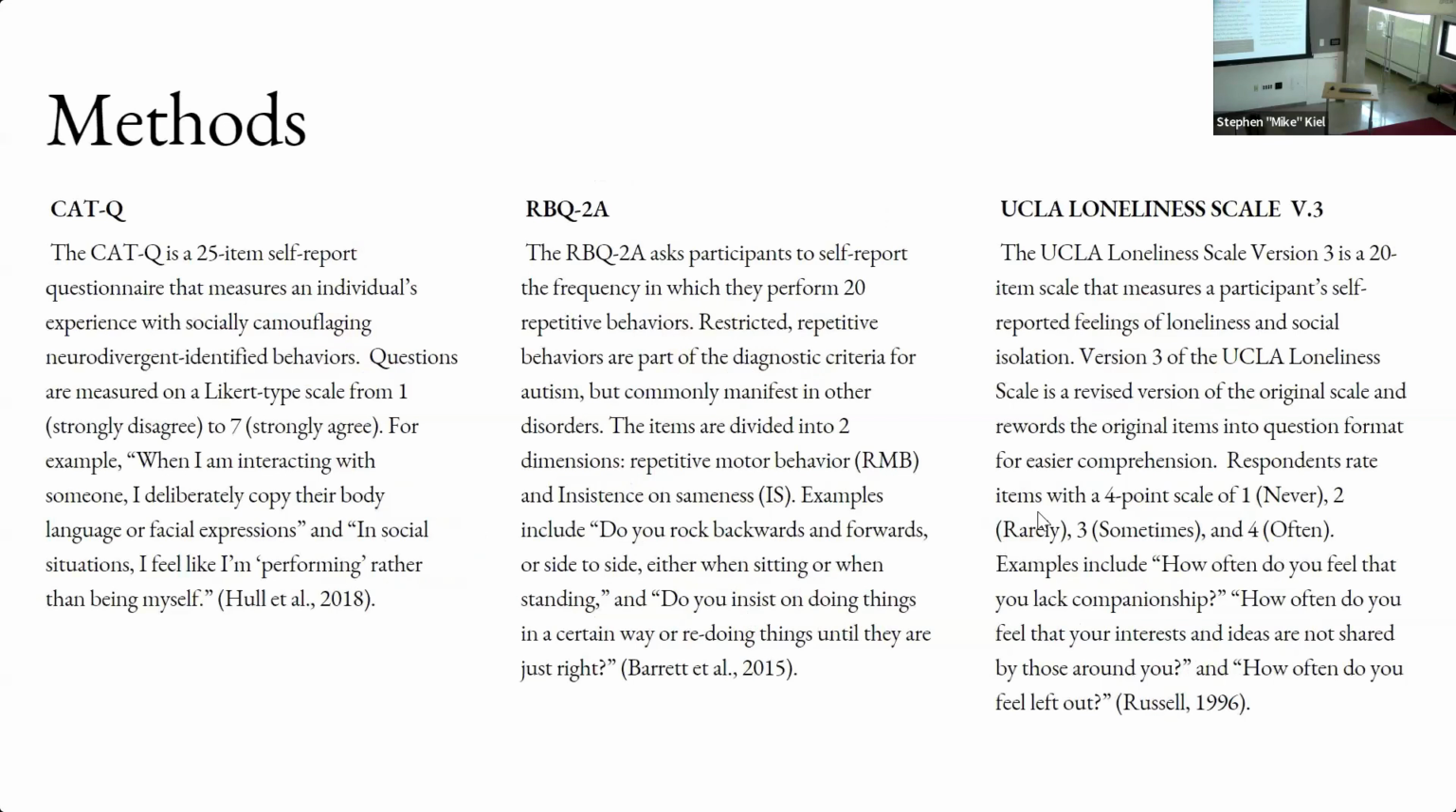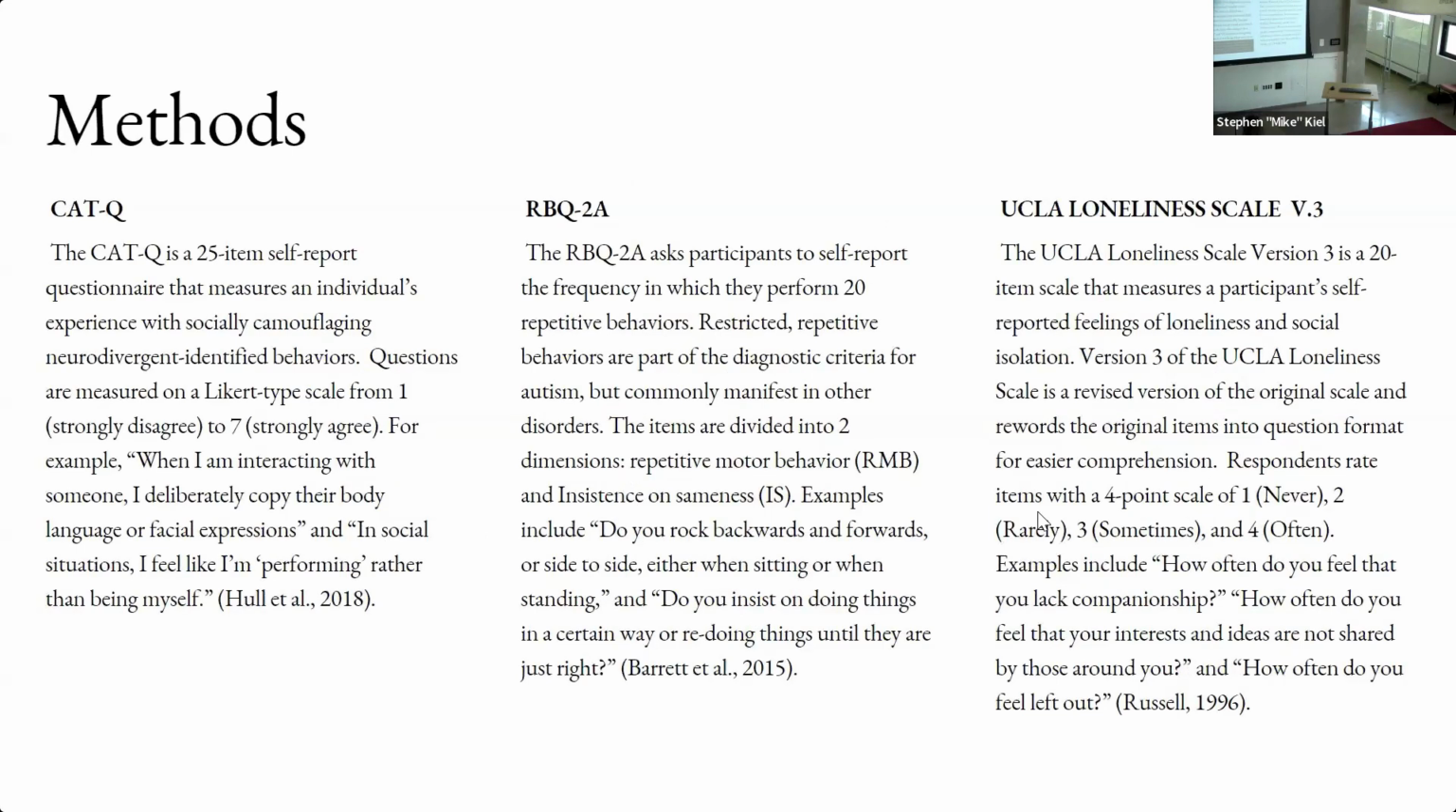The RBQ2A asks participants to self-report frequency in which they perform 20 repetitive behaviors. Restricted repetitive behaviors are part of the diagnostic criteria for autism, but commonly manifest in other disorders. Examples include, do you rock backwards and forwards or side to side when sitting or standing? And do you insist on doing things in a certain way or redoing things until they are just right?